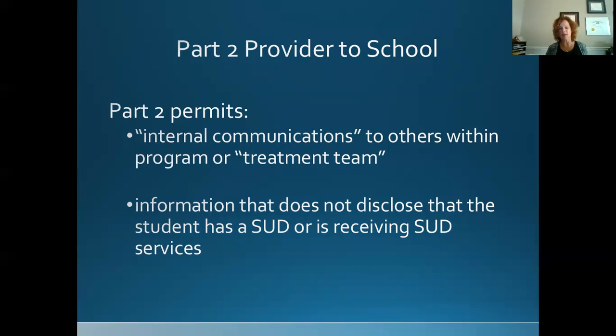So setting things up that way is a good way for Part 2 protected information to be communicated with those in a school. As we saw, Part 2 has very specific or very stringent disclosure requirements. It doesn't allow a lot of disclosures to be made without authorization. So this is one way disclosures that are necessary to be made to those within the school can happen, if they're within the same treatment team or student assistance program.